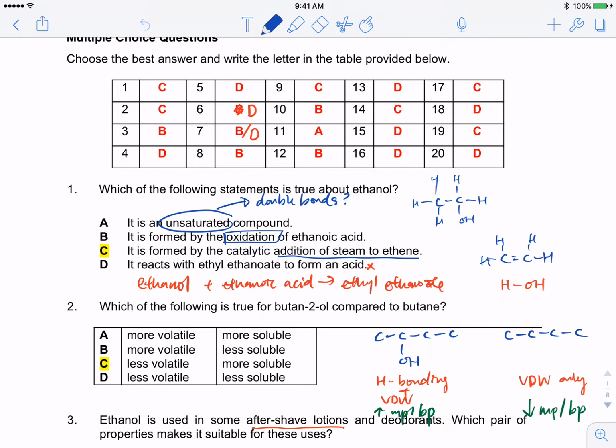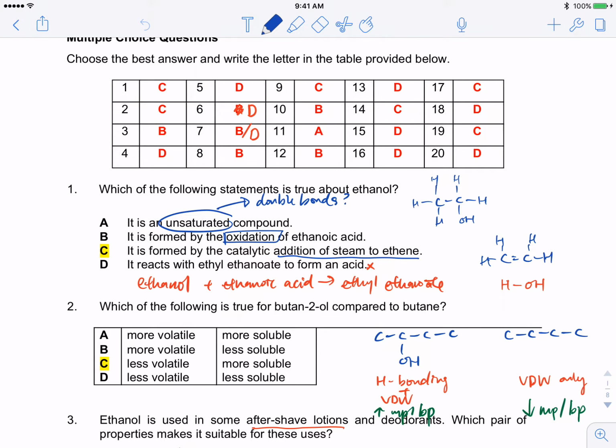Okay, question 1. Which of the following is true about ethanol? So I've drawn the structure of ethanol here. A, it says it's an unsaturated compound. That's not true because there are no double bonds in ethanol. B, it is formed by the oxidation of ethanoic acid. No, when we oxidize ethanol, then we get ethanoic acid. So B is false as well.